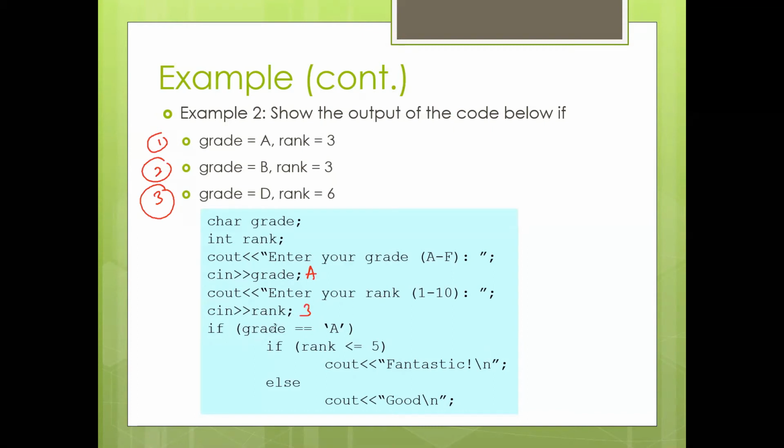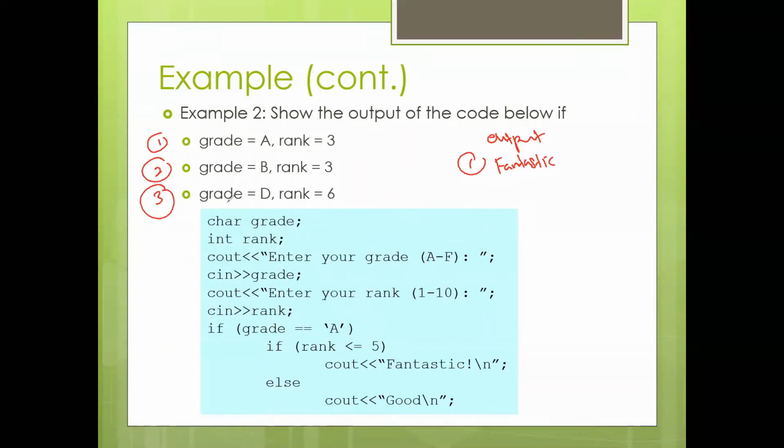Okay, so if grade equal A, so if A equal A, so the answer is true. If true, it goes in here. If rank less than or equal 5, rank 3, adakah 3 lebih kecil daripada 5? True. Bila true, dia akan keluarkan fantastic. So output untuk jawapan yang pertama adalah fantastic. Okay, so let's do number 2.